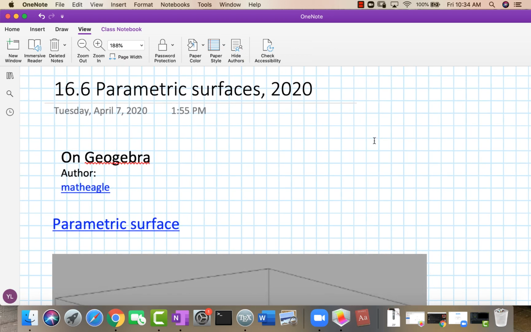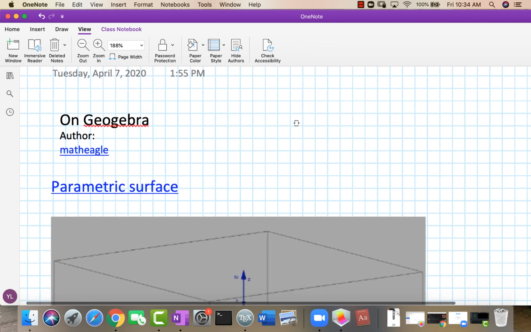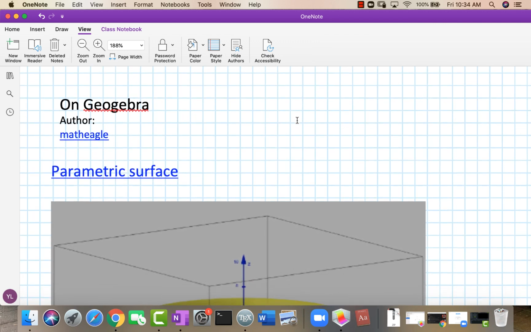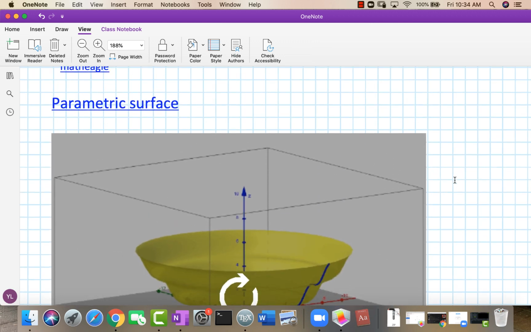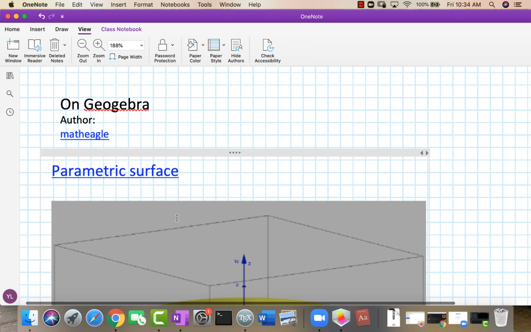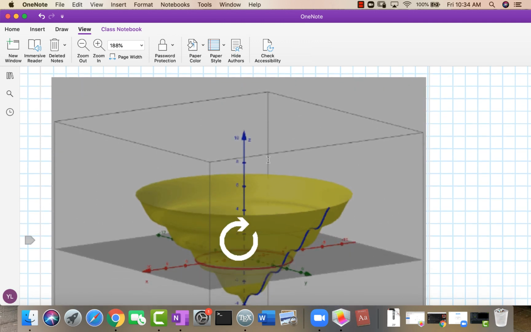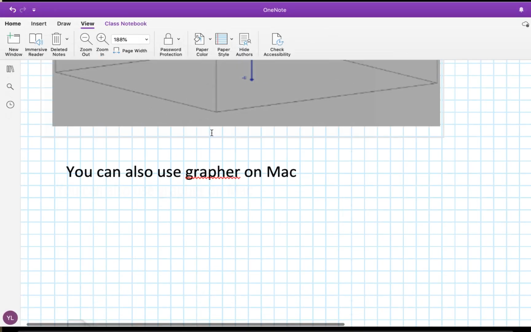All right, in this section, we're talking about parametric surfaces, and I think it's going to be a really good idea if you can graph these parametric surfaces, play around with some sort of software that you can get your hands on to do this. Somebody has created a little applet on GeoGebra that works really well. And then if you have Grapher on Mac, that's what I'll be doing in this lecture. That works really well to visualize these things as well.